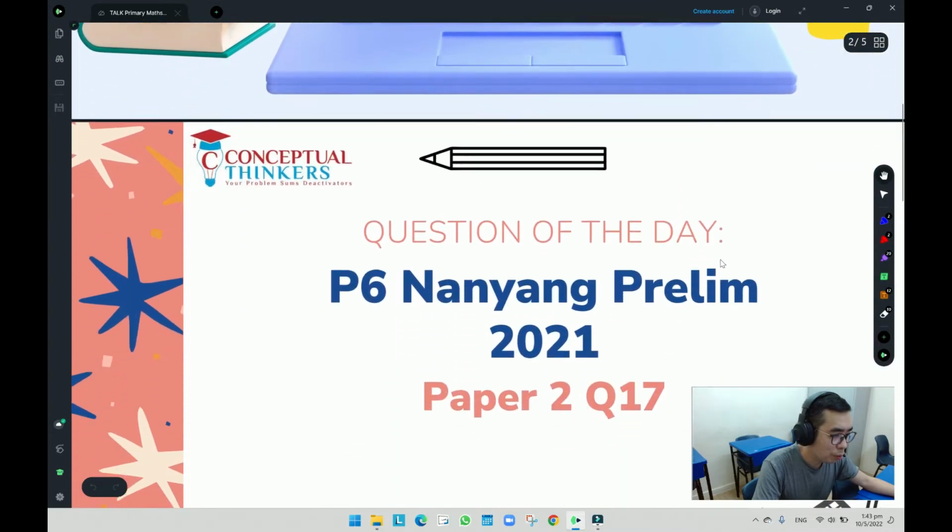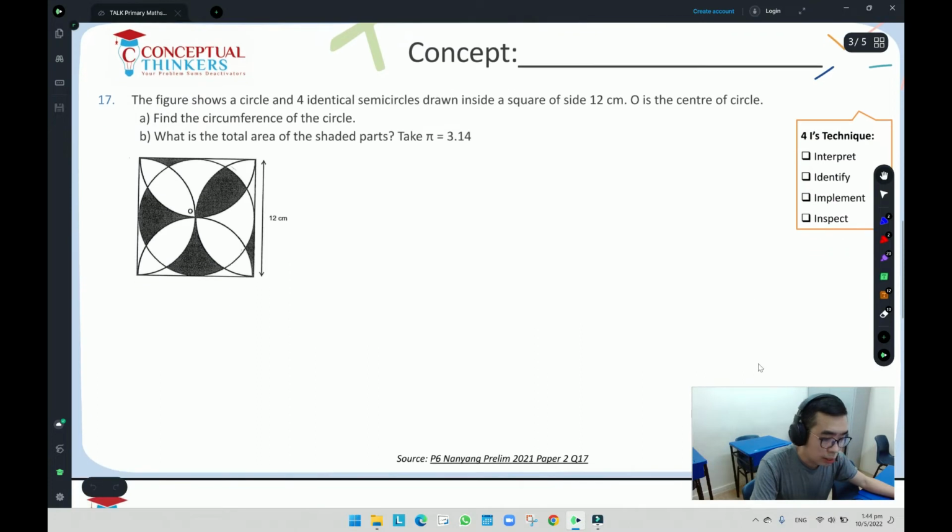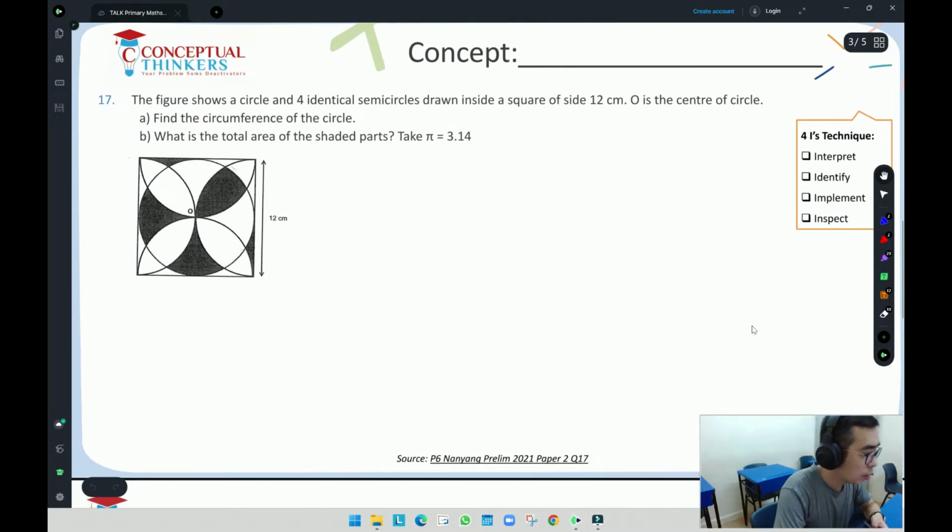So today we will be talking about one of the questions from P6 Nanyang Prelim 2021 Paper 2 Question 17. Okay, so let's start to interpret the question. The figure shows a circle and four identical semicircles drawn inside a square of side 12 cm. O is the center of the circle. In part A, we need to find the circumference of the circle. And in part B, we need to find the total area of the shaded parts, and we have to take pi as 3.14.